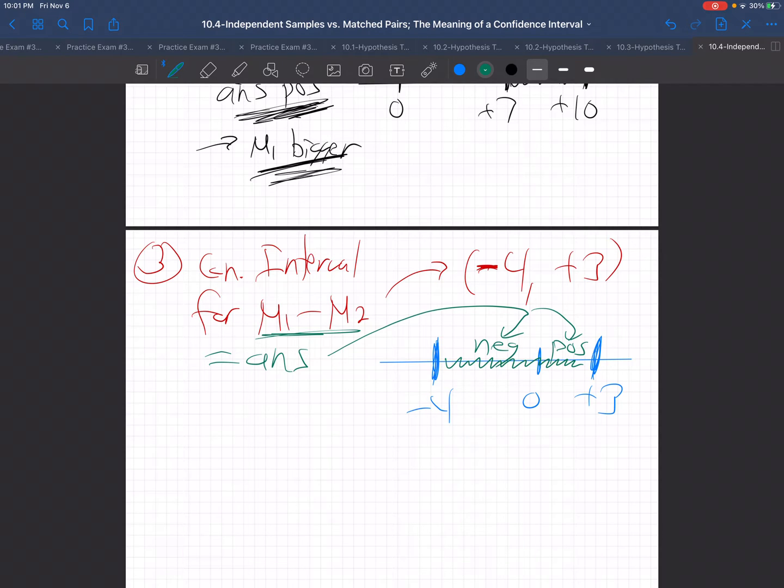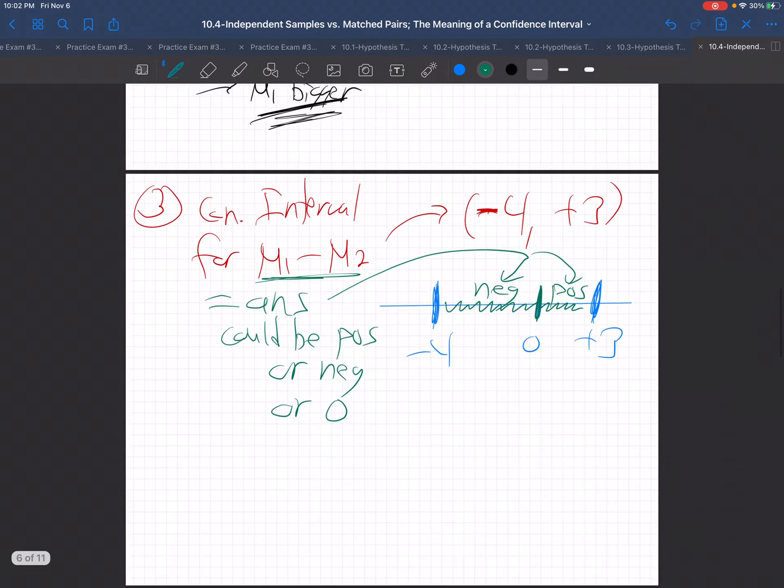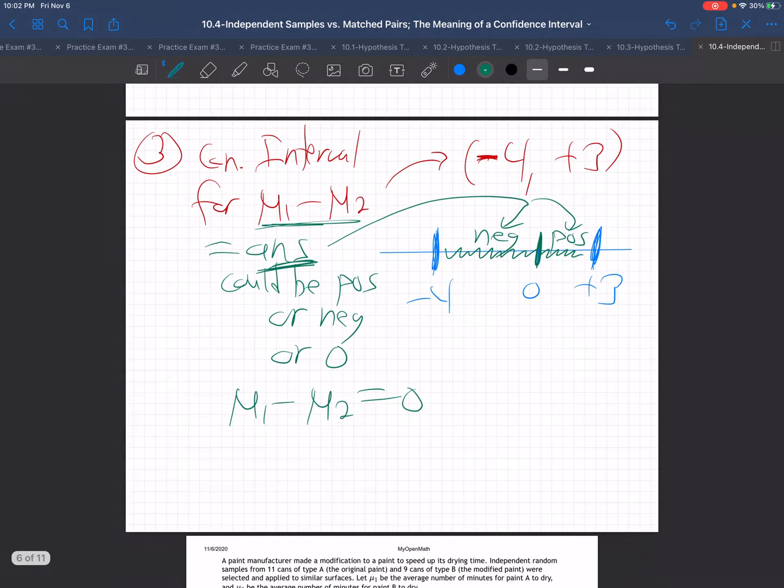We don't really know. The answer could be positive or negative, or it could even be 0, right? 0 is in that interval. What does that mean if it's 0? If mu1 minus mu2 equals 0, if I'm taking the two numbers, number minus number, and the difference came out to be 0, well, those numbers have to be the same, don't they? That means mu1 equals mu2, doesn't it? If you subtract two things and you get a 0 difference, then they're not different.